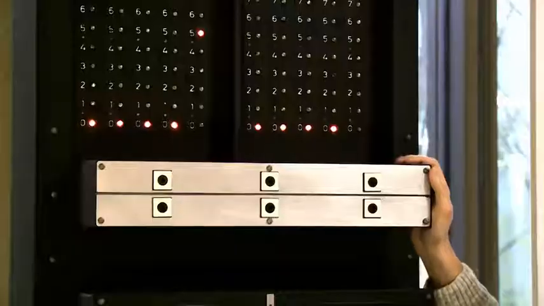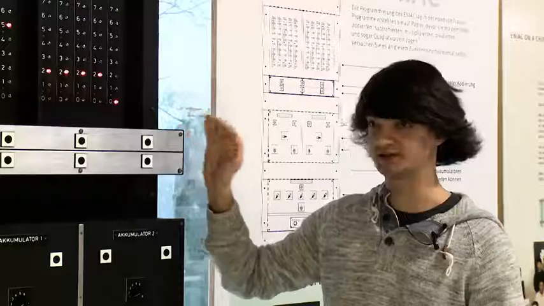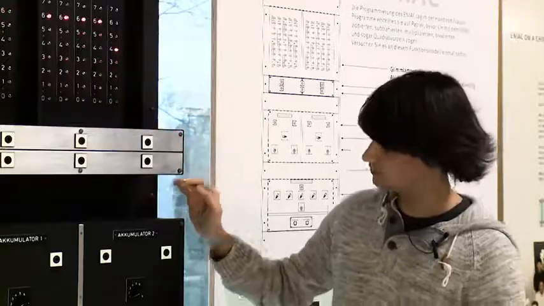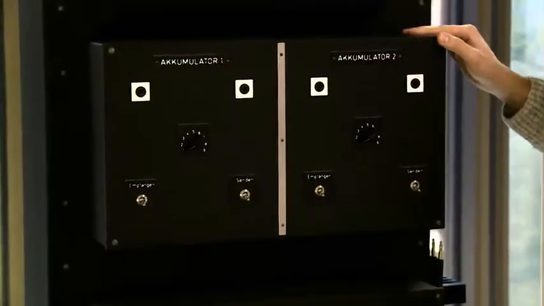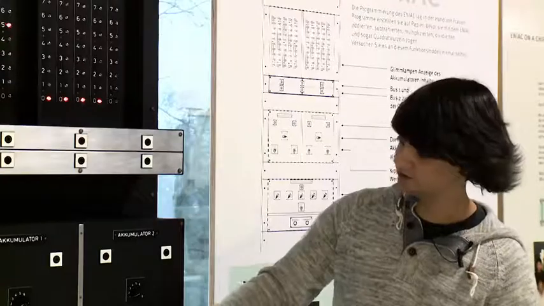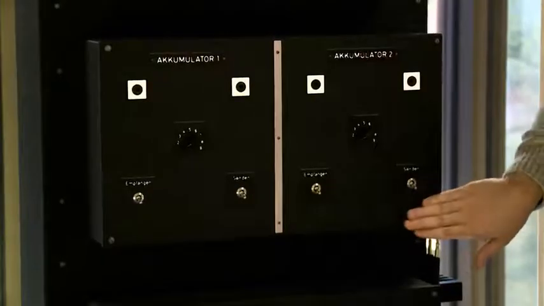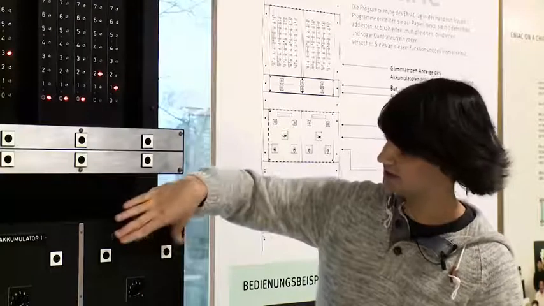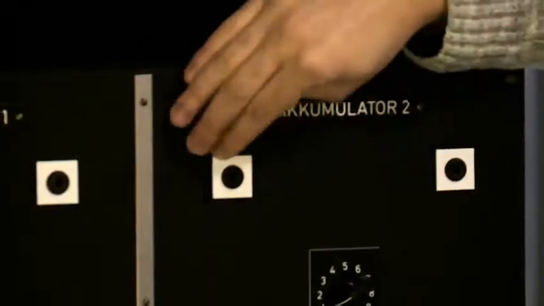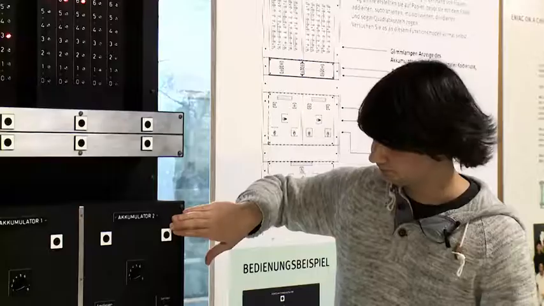We have our digit tray over which we can transmit numbers. Then we have the control panel with which we can determine what the accumulators will do, so if they will receive or if they will send their number, how often they will do it, and these are the plugs for receiving or sending a number.